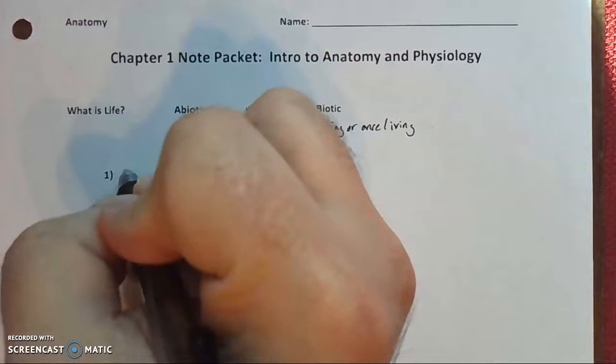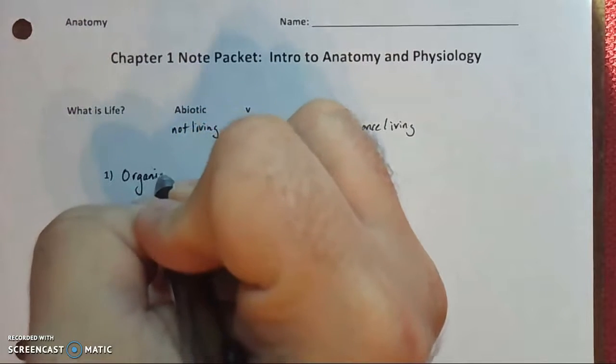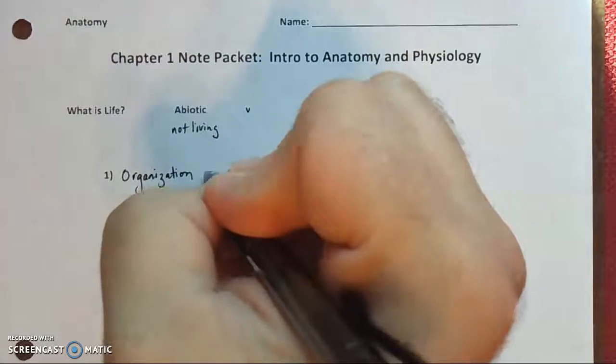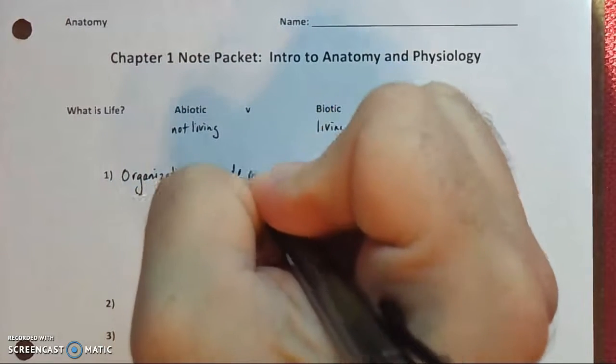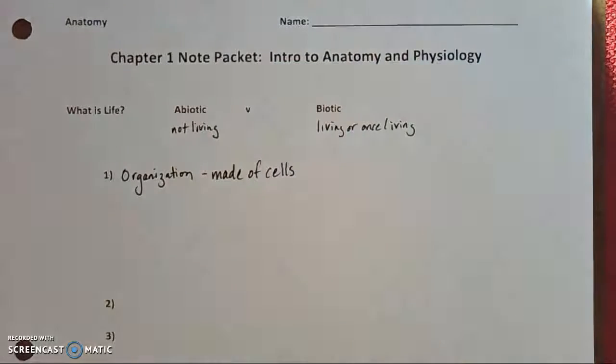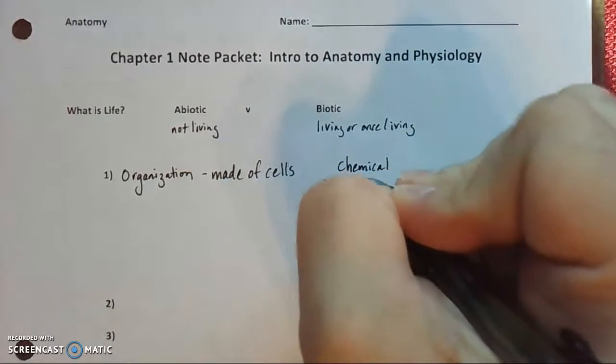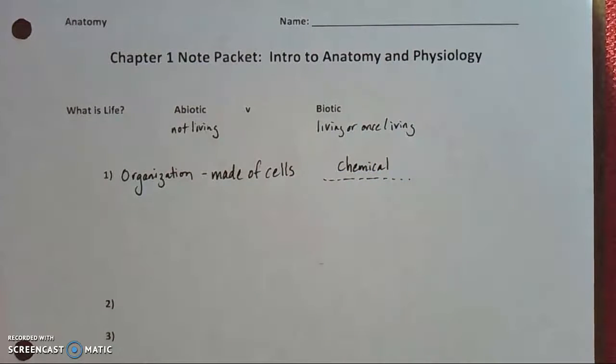The first thing that we're going to have is some kind of organization within the biotic material. And for our purposes, that means it's made out of cells. So we could have a one-celled organism, but we could also have multicellular organisms. And this organization scheme for multicellular organisms has some hierarchy. So we're going to start with chemicals, and we're going to draw a line underneath there because this is where the boundary is between abiotic and biotic.